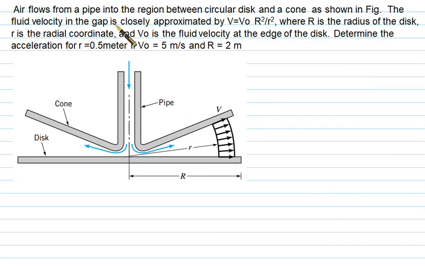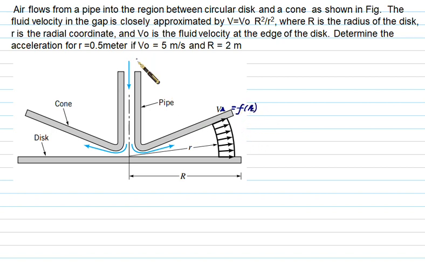Air flows from a pipe into the region between a circular disc, so this one is a disc, and a cone, as shown in the figure. The fluid velocity in the gap is closely approximated by V equal to V0 R square by r square, where capital R is the radius of the disc, so this radius is the disc radius, and lowercase r is the radial coordinate, which is measured from the axis. So this velocity here is a function of r.